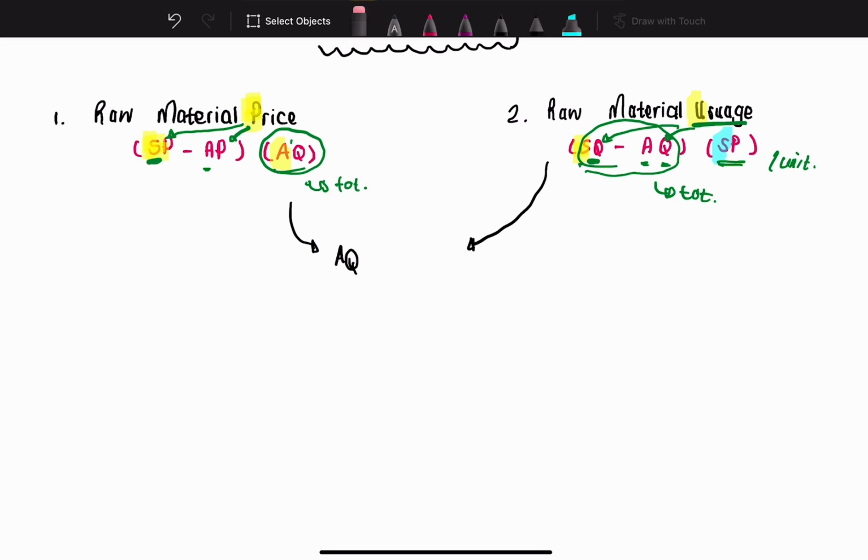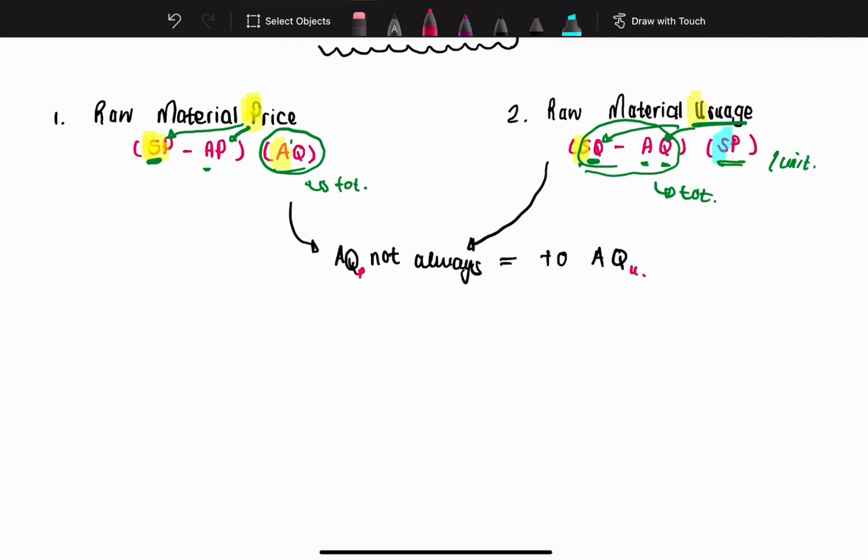So, sorry about that. Not always equal to actual quantity in raw material usage. So we can just put price there and usage there. So this actual quantity is not the same.